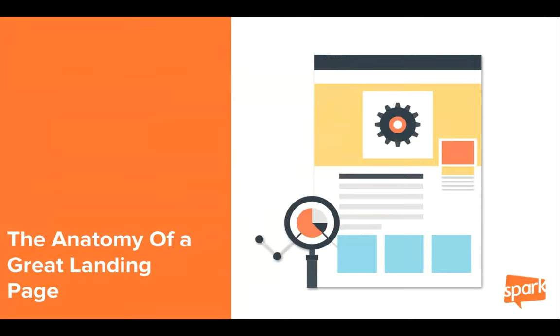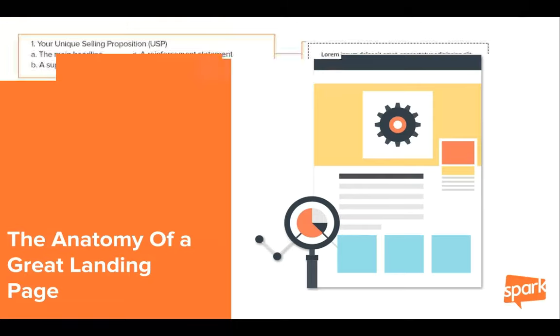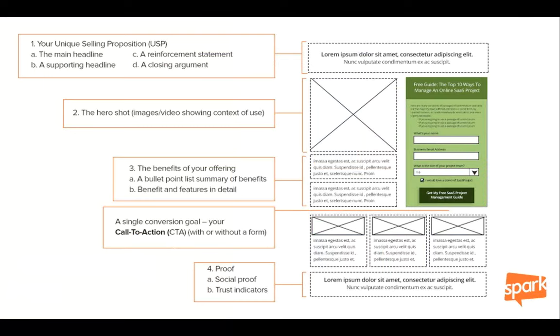So let's talk now about what makes a great landing page and what are the different elements involved in making a great landing page. As you can see here, we have a kind of wireframe setup, and I'm just going to speak about the different things that you might want to include in your landing page to have a successful marketing campaign. So the top section here is where you put your headlines and your supporting headlines.